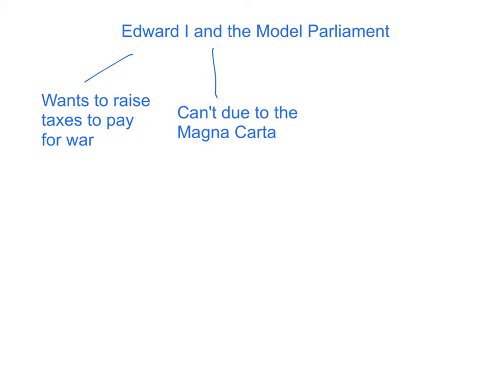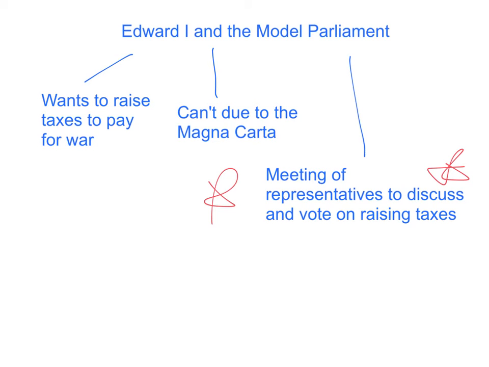So he has to get around the laws in the Magna Carta to allow himself to raise taxes for his war, and he decides to call representatives from different social classes across all of England to a meeting where they discuss and vote on whether he can raise the taxes or not. And this becomes the Model Parliament. And this meeting of the Model Parliament takes place in 1295.